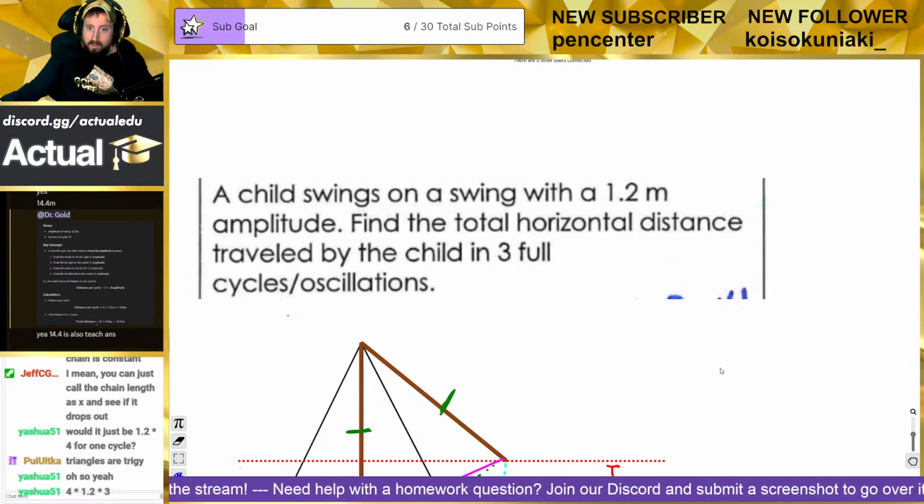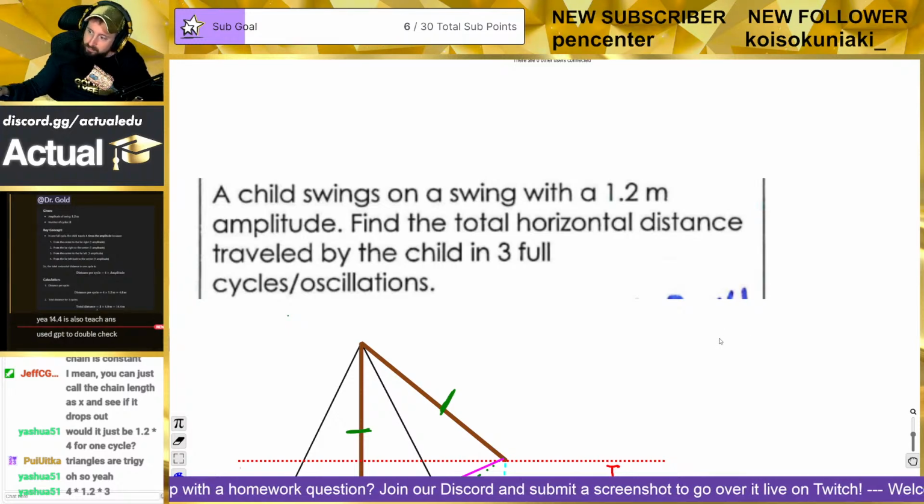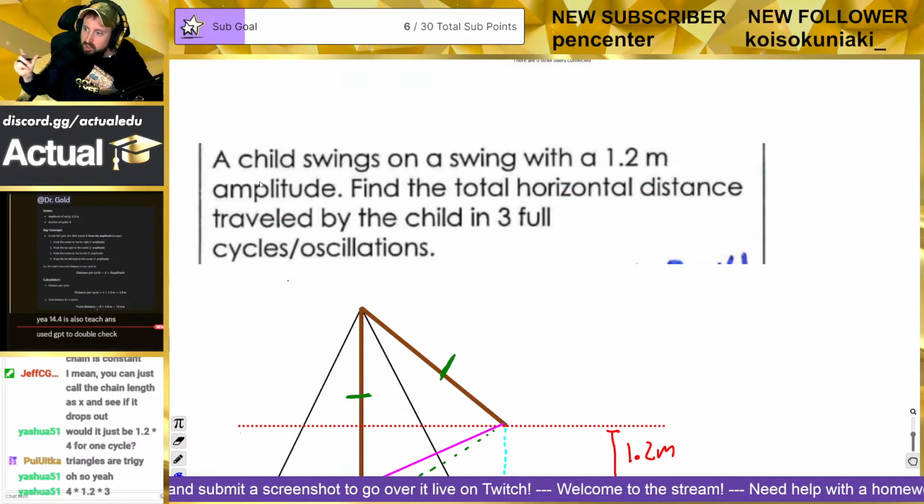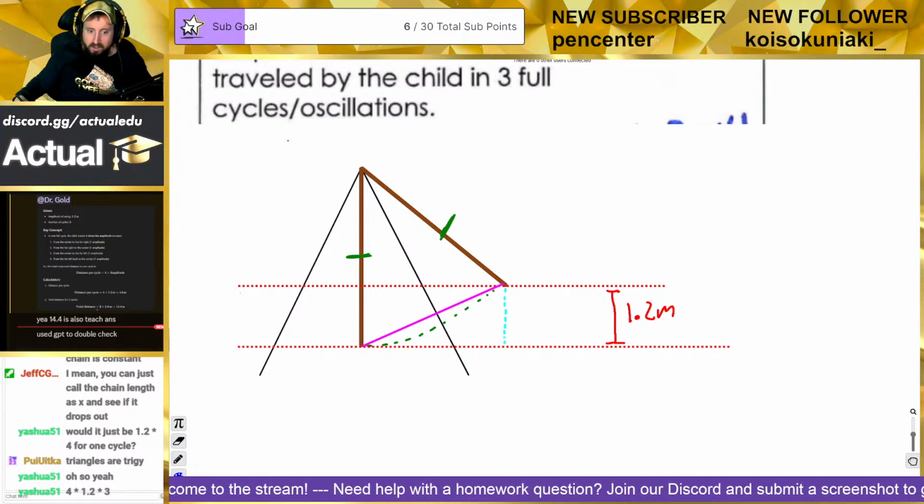Okay. I get it. So this question is poorly written, because what they should have said is that the 1.2 meters in amplitude is the horizontal amplitude displacement. Usually when we talk about a pendulum and amplitude, we're measuring the height of something. Okay, misunderstanding on my part. Well, not misunderstanding, just poor writing on his part.